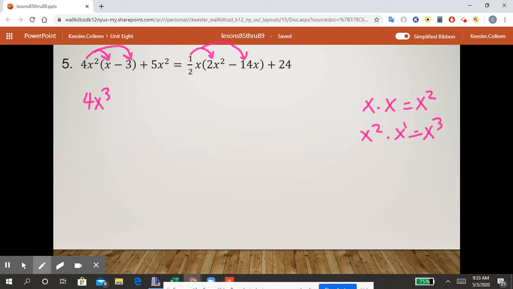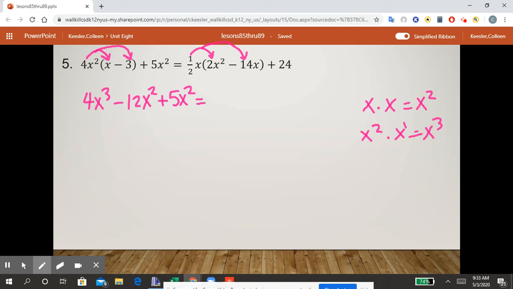Then we have 4x squared times negative 3 is going to be negative 12x squared. Plus 5x squared equals, okay, so it can be tricky sometimes when you're bringing things down to miss something. Please remember not to miss anything. Make sure you're getting all of those elements of the original equation.